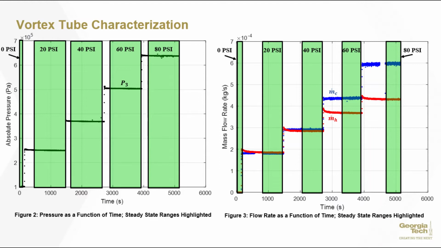Similar to the vortex tube output temperatures, the pressure at station 3, as well as both hot and cold air mass flow rates, reach steady state quickly after each pressure change, and can therefore be trusted.